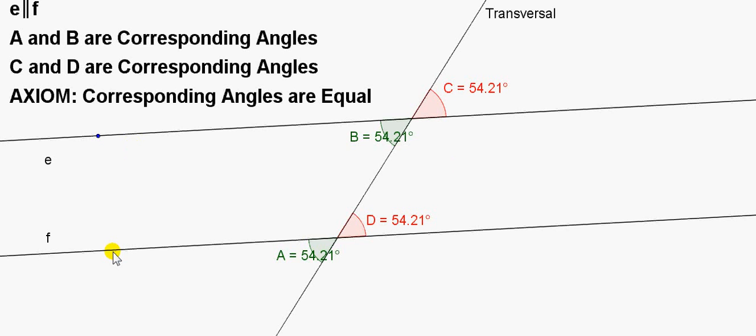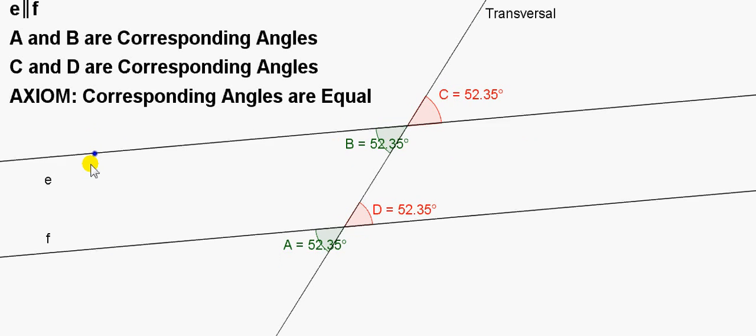Lines E and F are parallel. A transversal is a line that cuts across parallel lines. This transversal makes angles A and B with the parallel lines. We see that A and B are equal to each other. A and B are called corresponding angles.